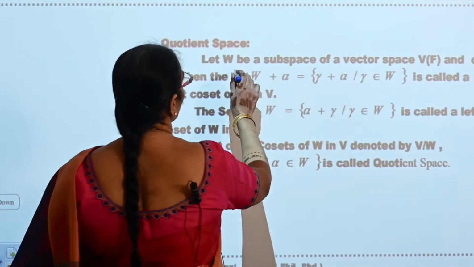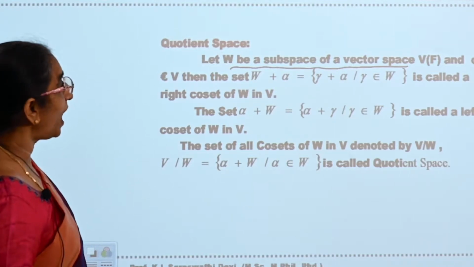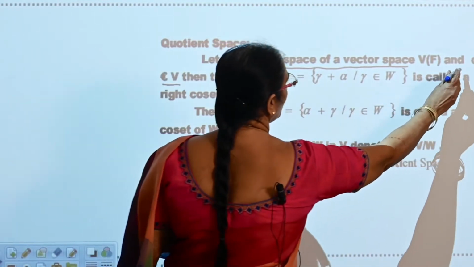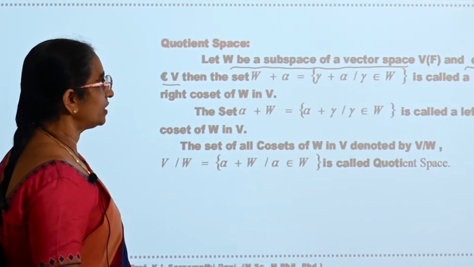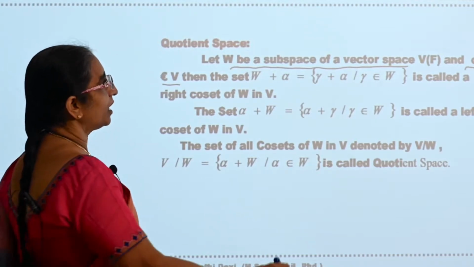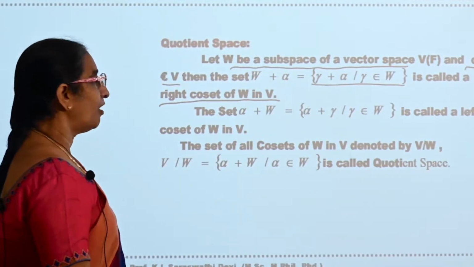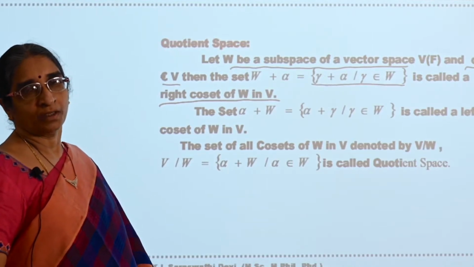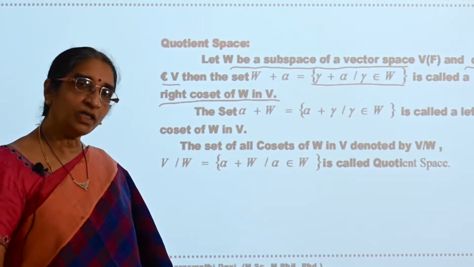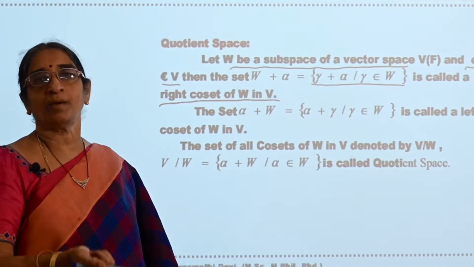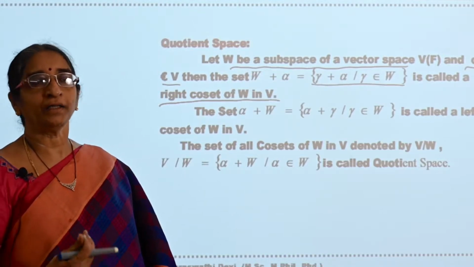Let W be a subspace of a vector space V over F and alpha belongs to V. The set W + alpha = {gamma + alpha : gamma belongs to W} is called a right coset of W in V. Already you know cosets in group theory. So here also W being a subspace, it is a vector space, and not only that, you can treat (W, +) as an abelian group. Because it is a group, you can define its coset.